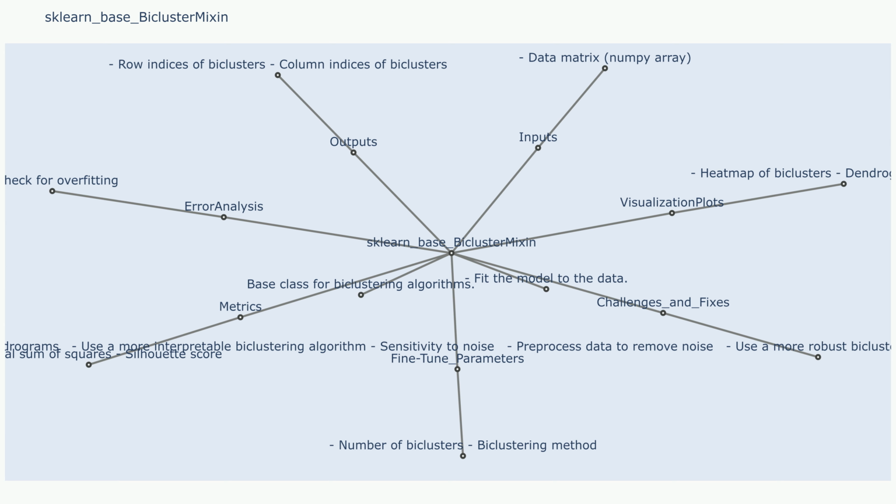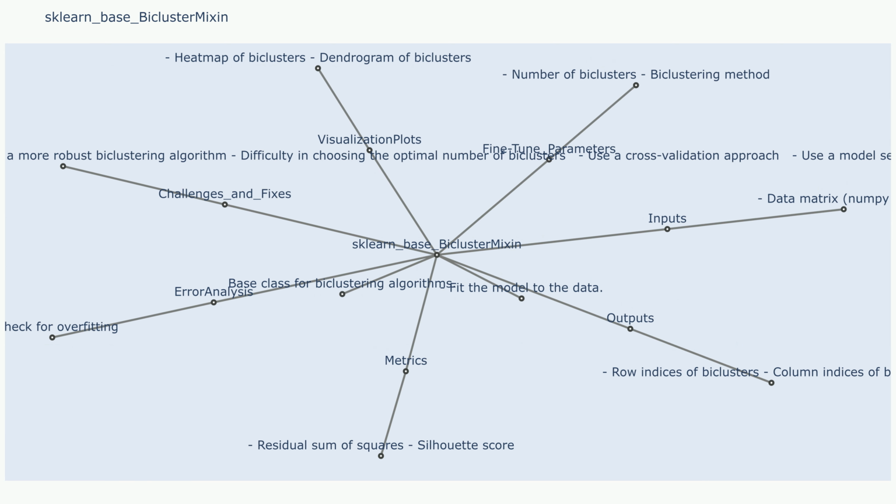Fine-tune parameters. n_clusters. The number of biclusters to find. n_iter. The number of iterations to run the biclustering algorithm. Random state. The random seed used for initialization and random sampling.